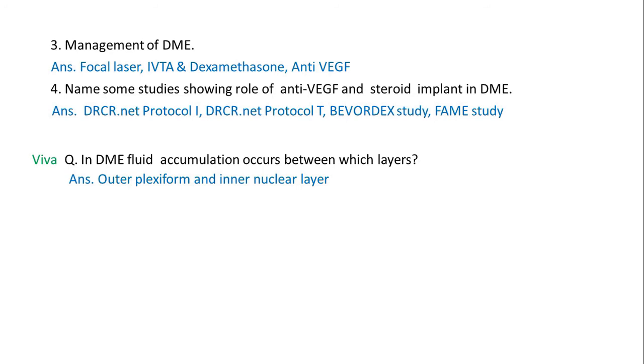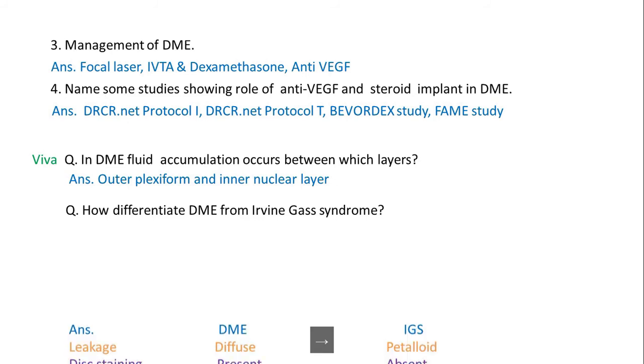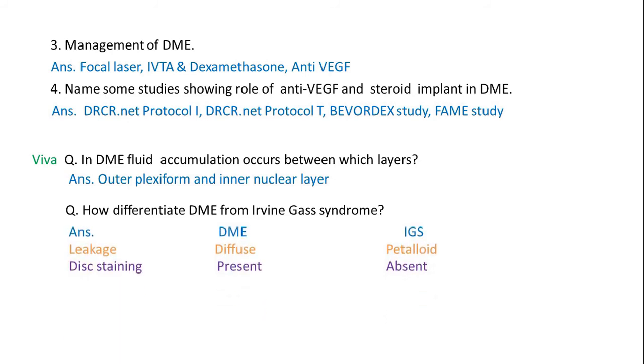Second Viva question is how to differentiate diabetic macular edema from Irvine-Gass syndrome. It is differentiated by fundus fluorescein angiography. In Irvine-Gass syndrome, leakage of fluorescein has a specialized petalloid appearance, while diabetic macular edema has diffuse leakage. Disc staining is present in Irvine-Gass syndrome, while it is absent in diabetic macular edema.